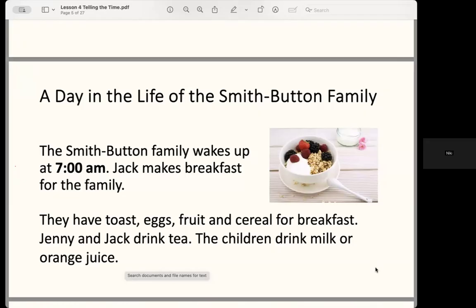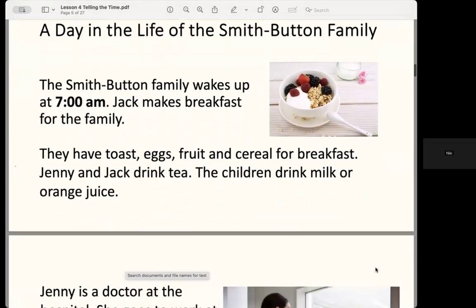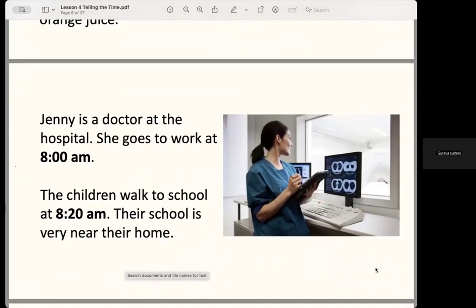Thanks, Soraya. Okay, the next one. We'll have Tahira. Are you here, Tahira? Hi, ma'am. Jenny is a doctor at the hospital. She goes to work at 8 a.m. The children walk to school at 8:20 a.m. Their school is very near their home.